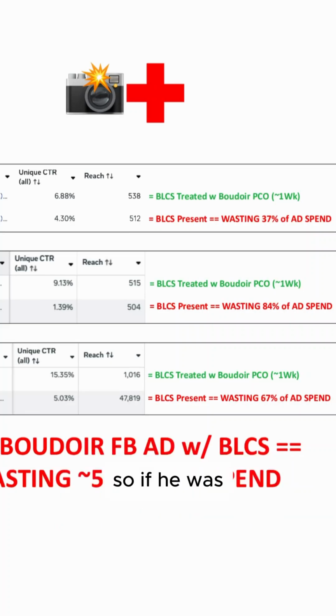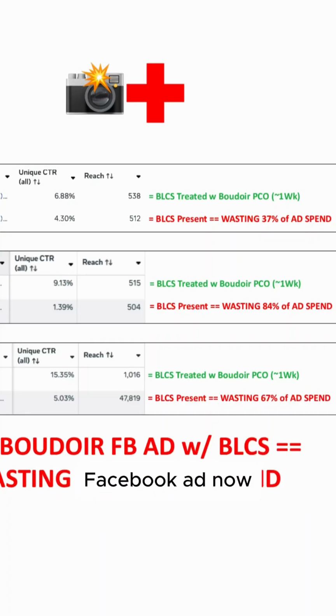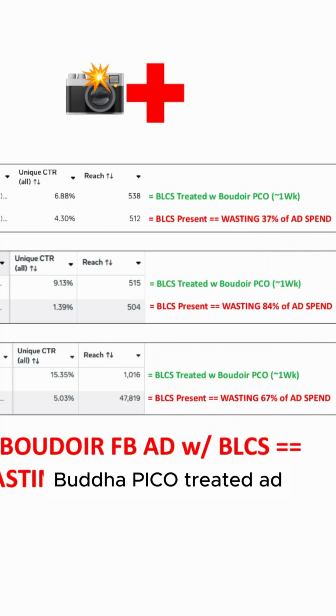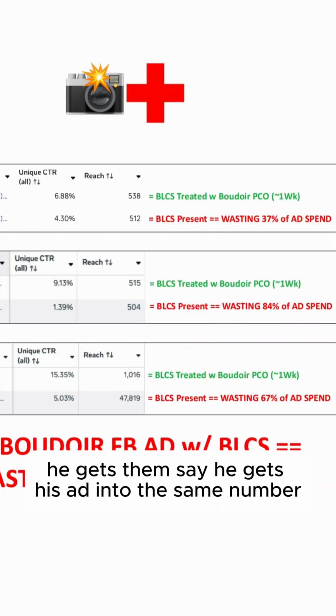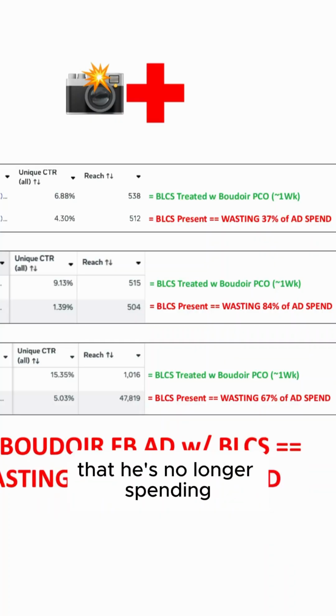So if he was spending 10 grand a month on that original boudoir Facebook ad, now he only needs to spend $3,300 a month on the boudoir Pico treated ad, and he gets his ad into the same number of women's brains in both scenarios. So that's $6,700 a month that he's no longer spending.